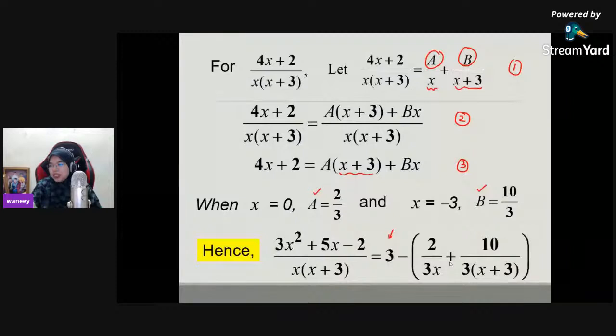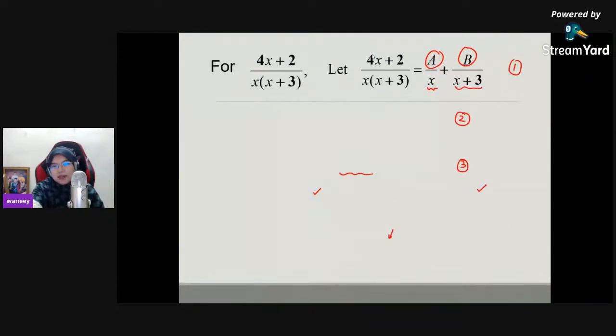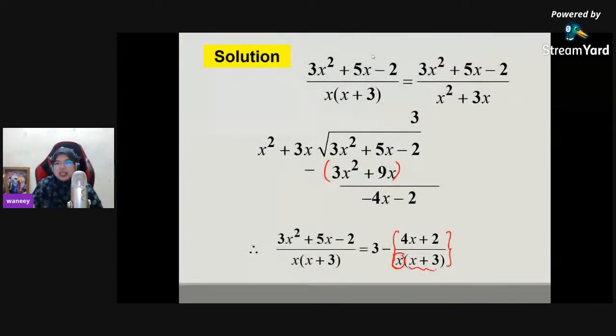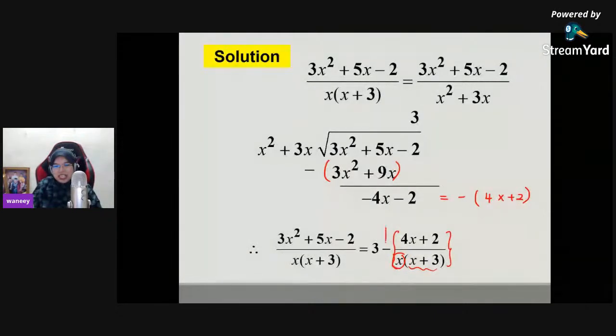Miss, macam mana boleh jadi 4x plus 2? So, previously, I factorised the negative. Sekejap saya tunjuk yang sebelum ni. So over here, this is negative 4x negative 2. So I simply factorize negative outside. So it will become 4x plus 2. So that is the reason why you are having a negative outside here. So the negative of (4x plus 2) over (x plus 3).